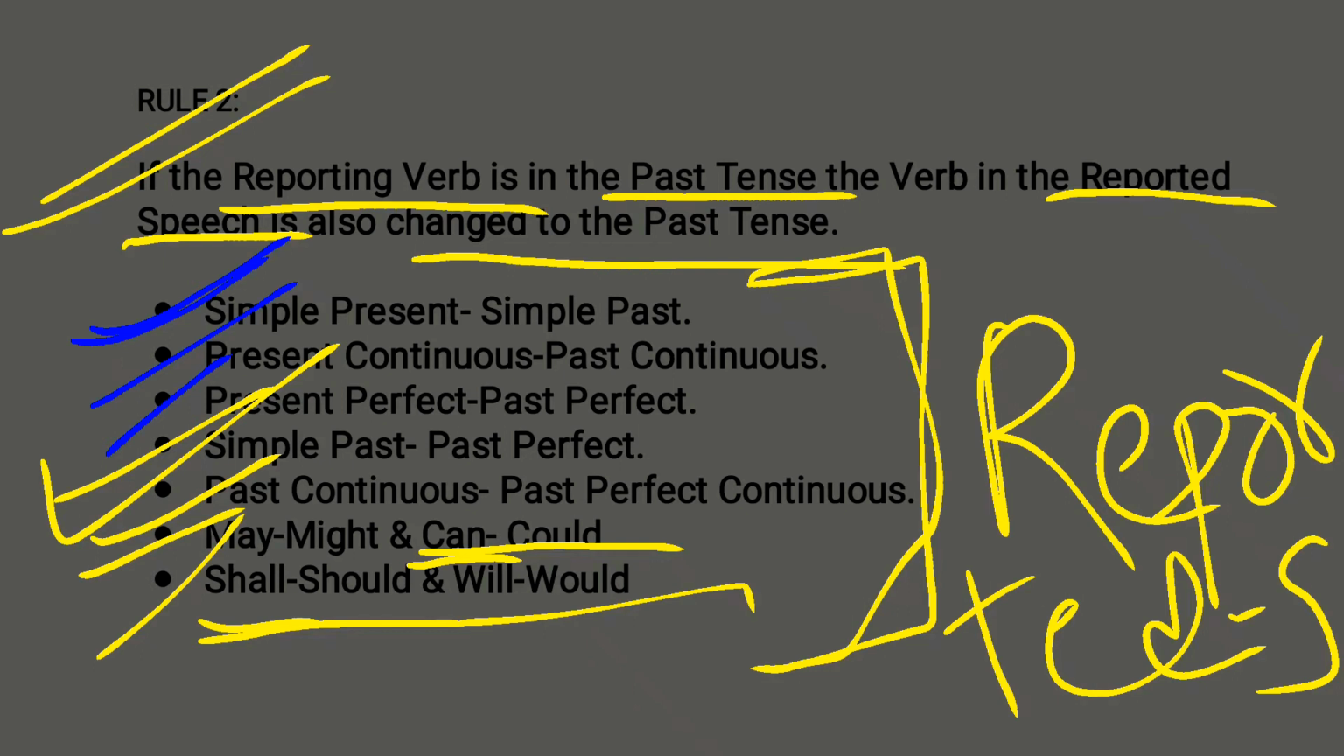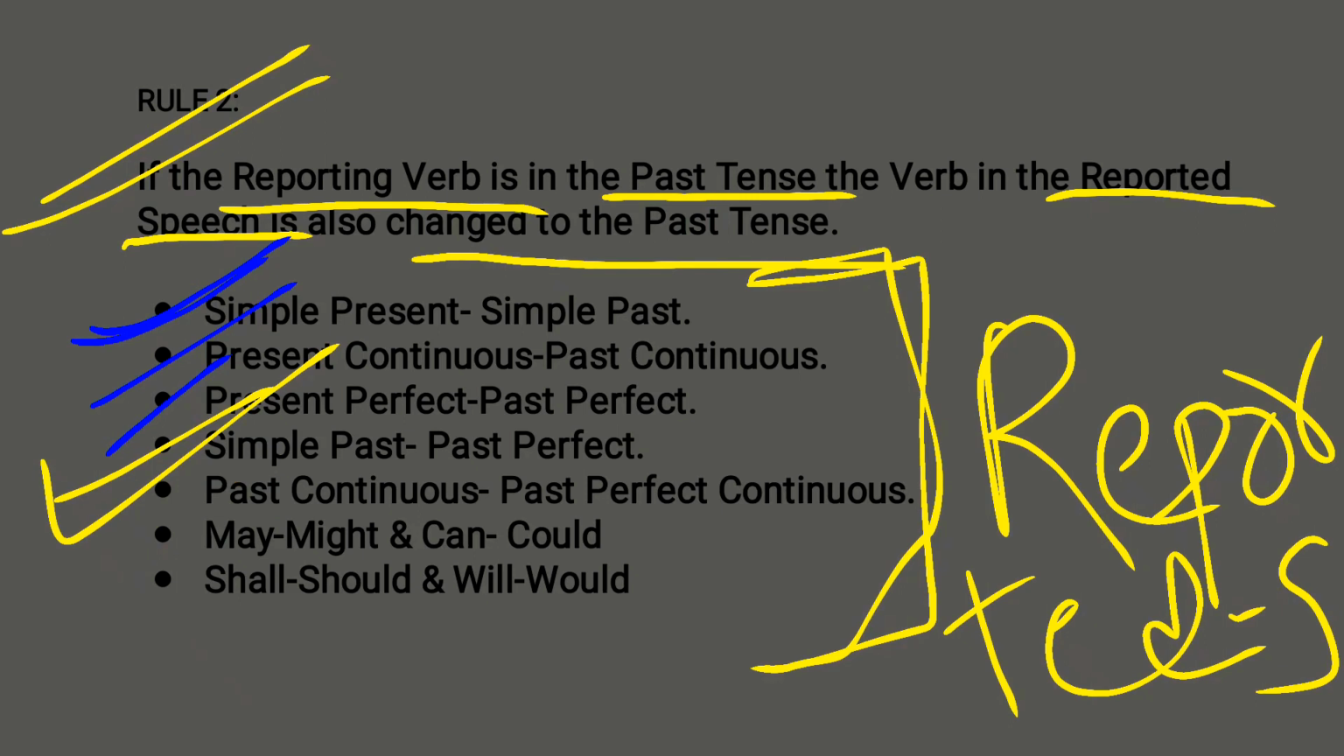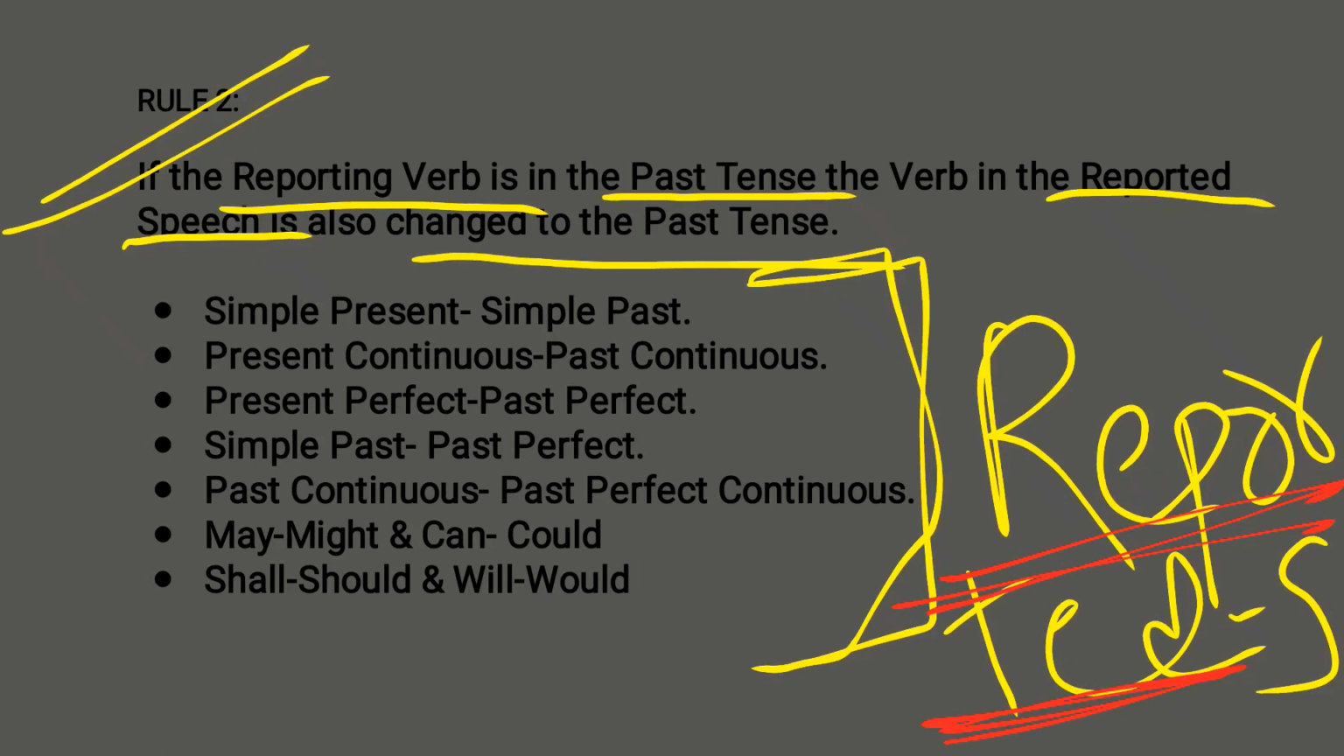Simple present will convert into simple past, and present continuous will convert into past continuous, present perfect will convert into past perfect, simple past will convert into past perfect, and past continuous will convert into past perfect continuous. May will convert into might, can will convert into could, shall will convert into should, and will will convert into would. So you have to remember this, and all these tips are for reported speech. You need to remember this also. All these rules are for the reported speech part.